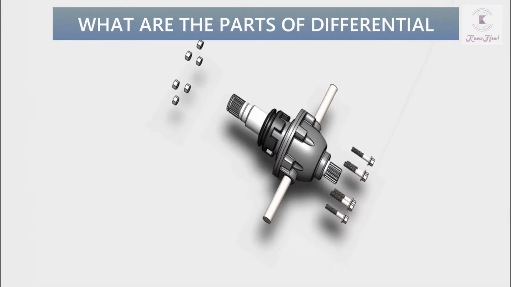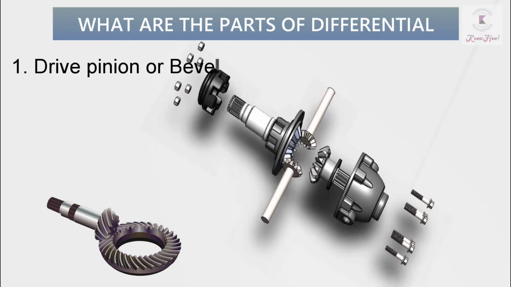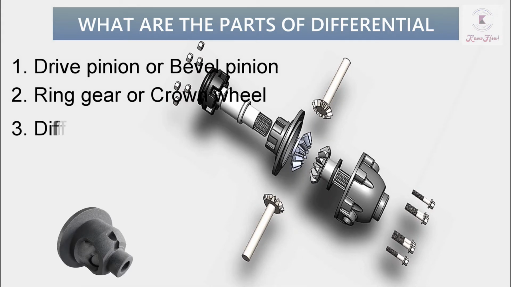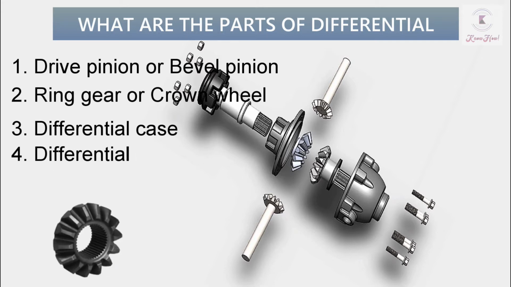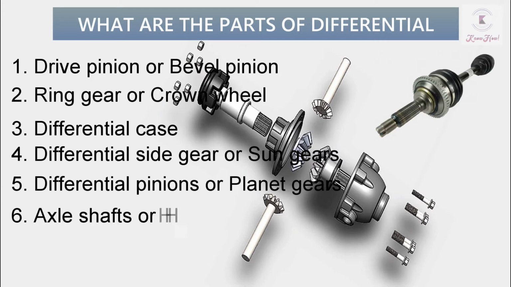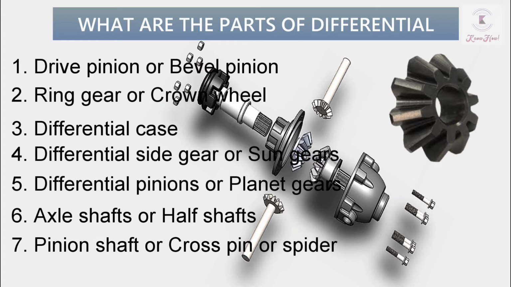What are the parts of a differential? Drive pinion or bevel pinion, ring gear or crown wheel, differential case, differential side gears or sun gears, differential pinions or planet gears, axle shafts or half shafts, and pinion shaft or crosspin or spider.